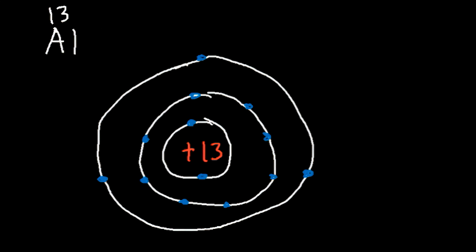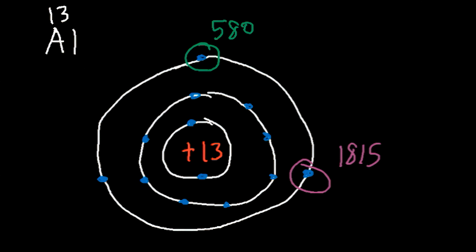Now the first ionization energy of aluminum is the energy required to remove the first valence electron. Let's say this one. It's going to take about 580 kilojoules of energy to remove 1 mole of electrons from aluminum. That's really 1 electron per aluminum atom, but it's 580 kilojoules per mole. Now for the second electron, the ionization energy is higher. It's 1815. And it makes sense why it's significantly higher.